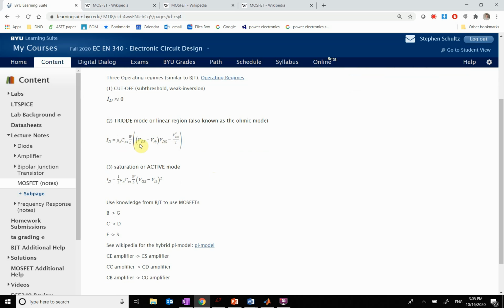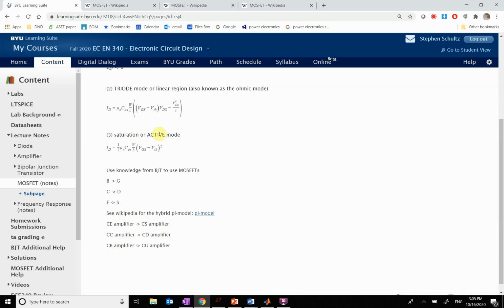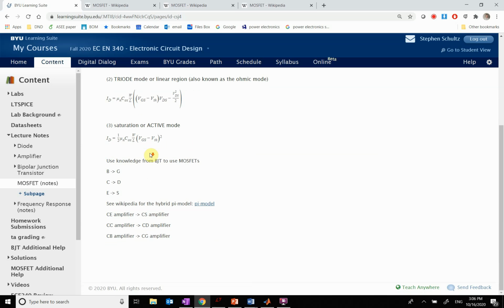And so what we see here is that this voltage right here is dependent on my gate to source, but also my drain to source. So what ends up happening is that this can be modeled as kind of like a resistor. This is similar to my saturation mode. And then I have this active mode where you see now there's no dependence on VDS. So as my VDS changes, my current is independent.